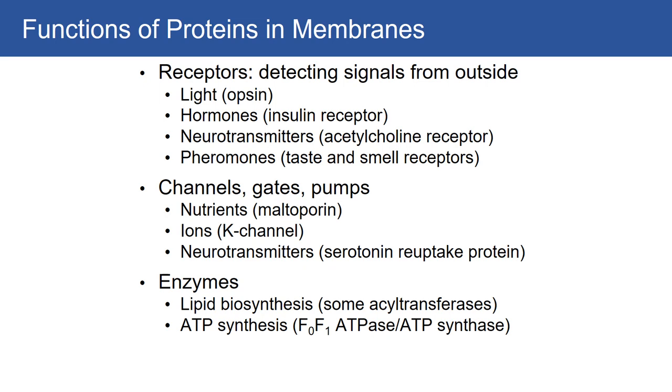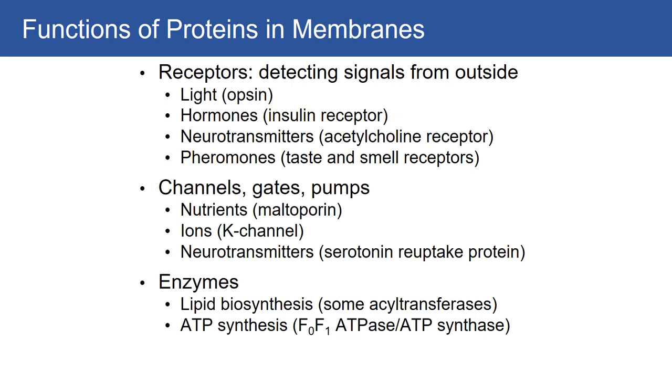So what are the functions of proteins in a membrane? We have three main ones. As receptors, they detect signals from the outside, things like light, hormones, neurotransmitters, pheromones. These are all GPCRs, by the way, which we'll talk about again when we talk about biosignaling. These receptors all receive signals from the outside. All of them are GPCRs.